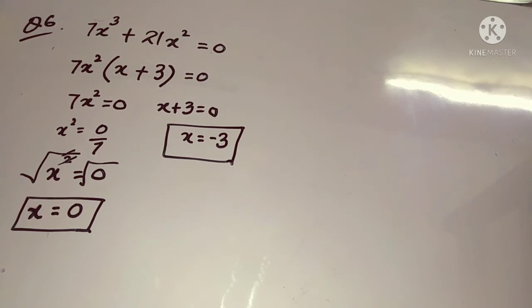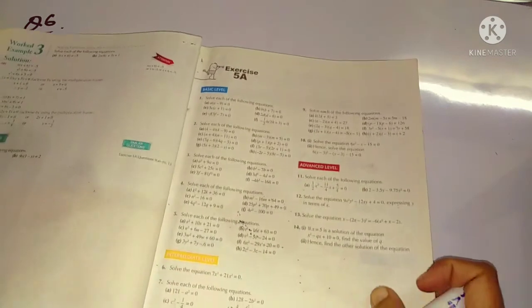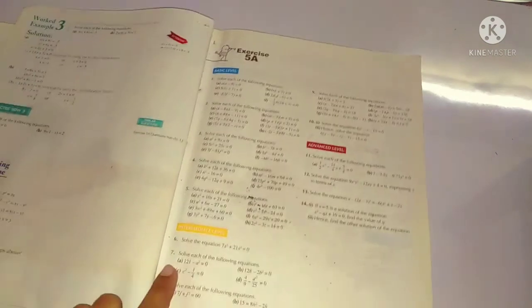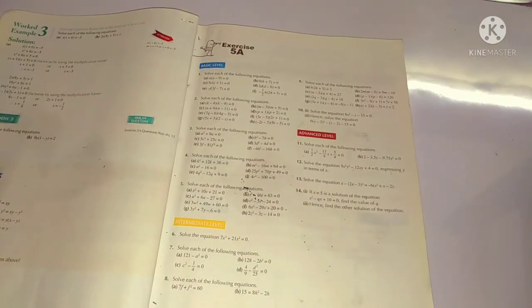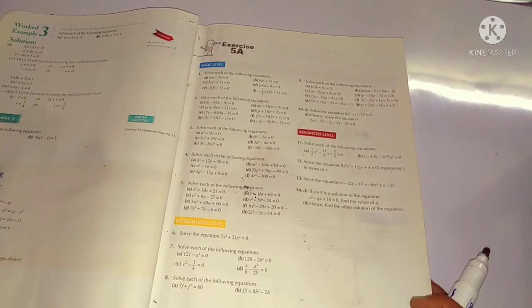Now let's move forward to question number 7. Question number 7 is: solve each of the following equations. So now we have to solve the equation 121 minus a squared is equal to 0, and this is part 1. So let's solve it.